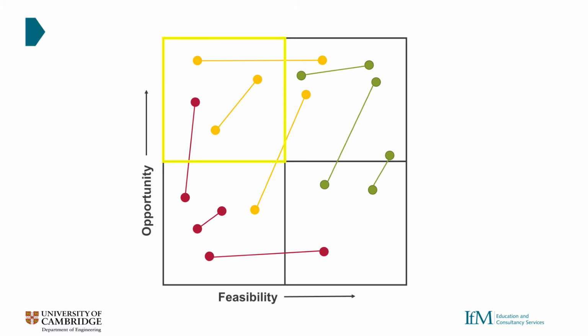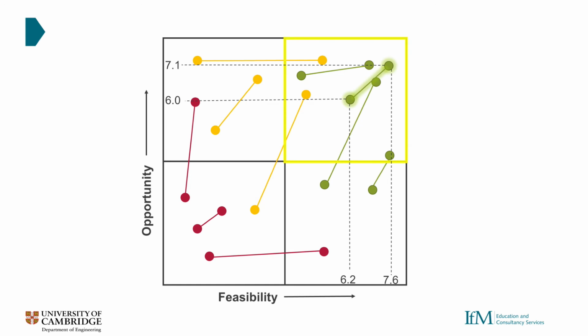In the top left, these are the projects which provide significant long-term opportunities but have low feasibility. We may want to focus on these in the longer term. In the top right, these are the projects we should concentrate on now. The opportunity here is high, and these projects are also fairly feasible. An example online training project would appear in this area.